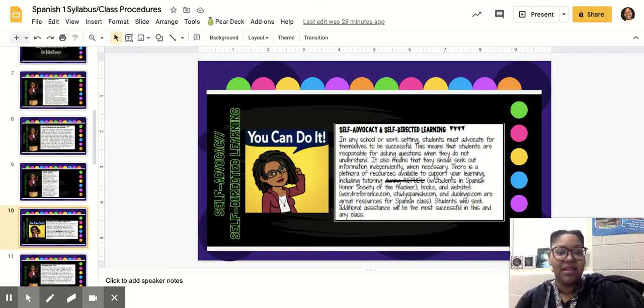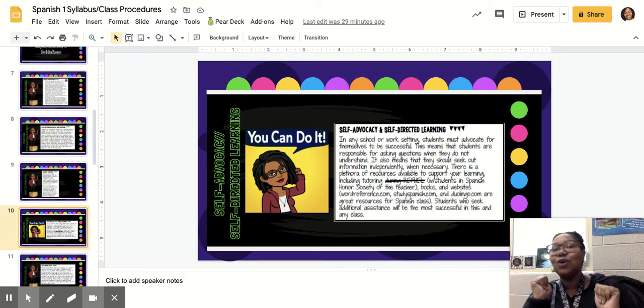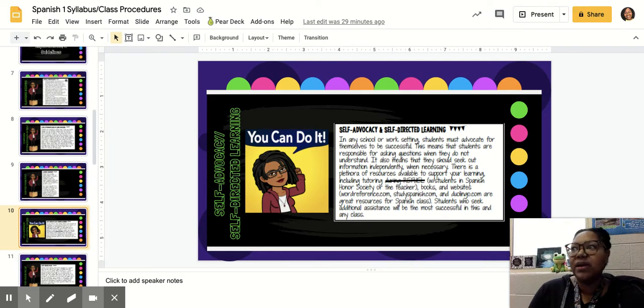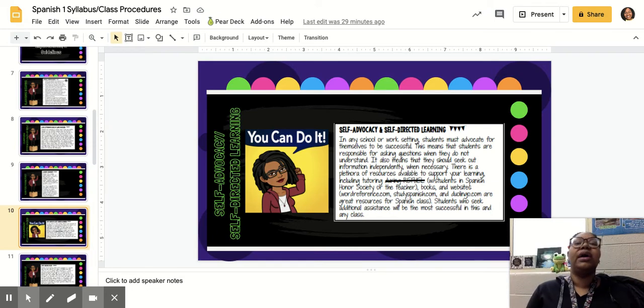It also means that they should seek out information independently when necessary. Okay. So if you're not in class and you don't understand something, Google is your friend. Google is your friend. Come on, guys. And especially since you're in Spanish class, Spanish is like the most widely taught language in the United States. So there are resources all over the place for you. Okay. There's a plethora, what I just said, a plethora of resources available to support your learning, including tutoring.